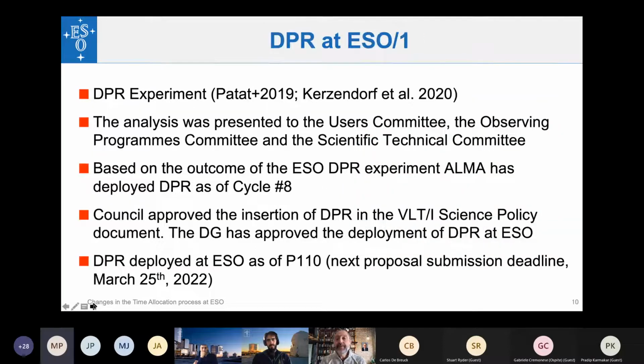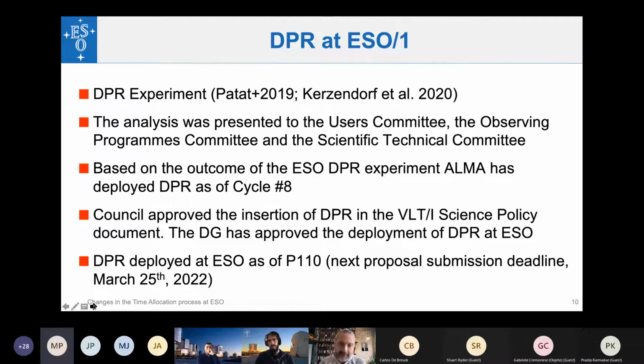Good. So DPR at ESO, as you probably remember, we ran an experiment several years ago, and the results were published by me and by Wolfgang Kerzendorf. There is a paper in Nature Astronomy on that in 2020. The analysis of the experiment, which was done on a fully voluntary basis at the time, was presented to all governing bodies, the UC, the OPC, and the STC.